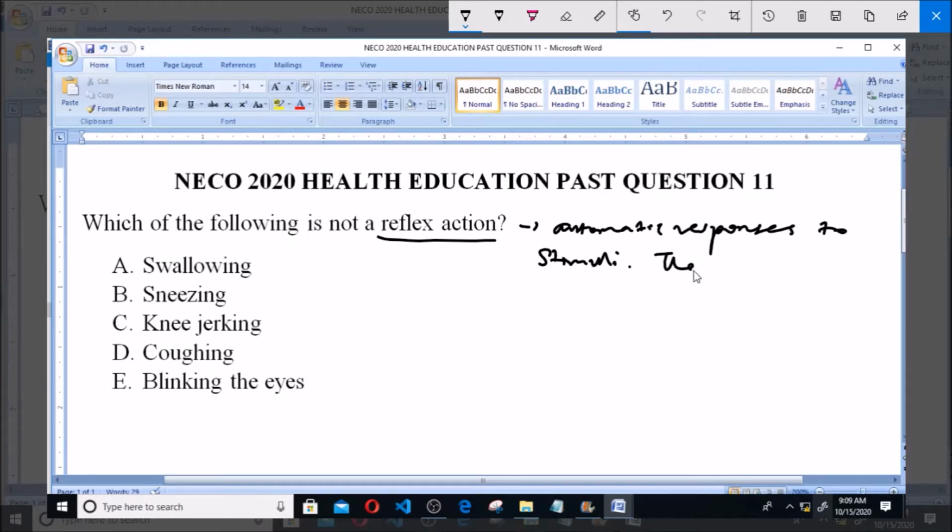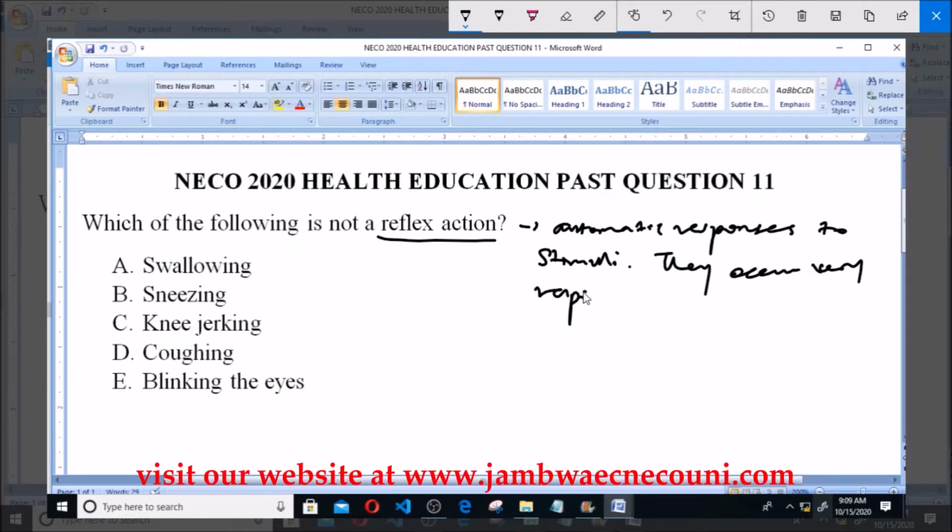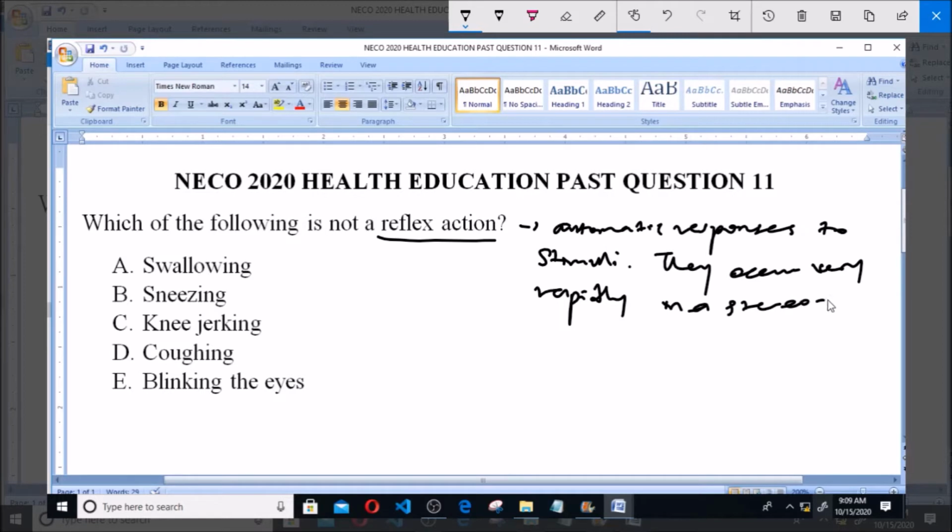They occur very rapidly in a stereotyped manner. Now, this simply means that the response to the given stimuli is always the same. So when I say they occur very rapidly in a stereotyped manner, this simply means that the response to this stimuli is always the same. Now, they do not involve the conscious or higher centers of the brain.